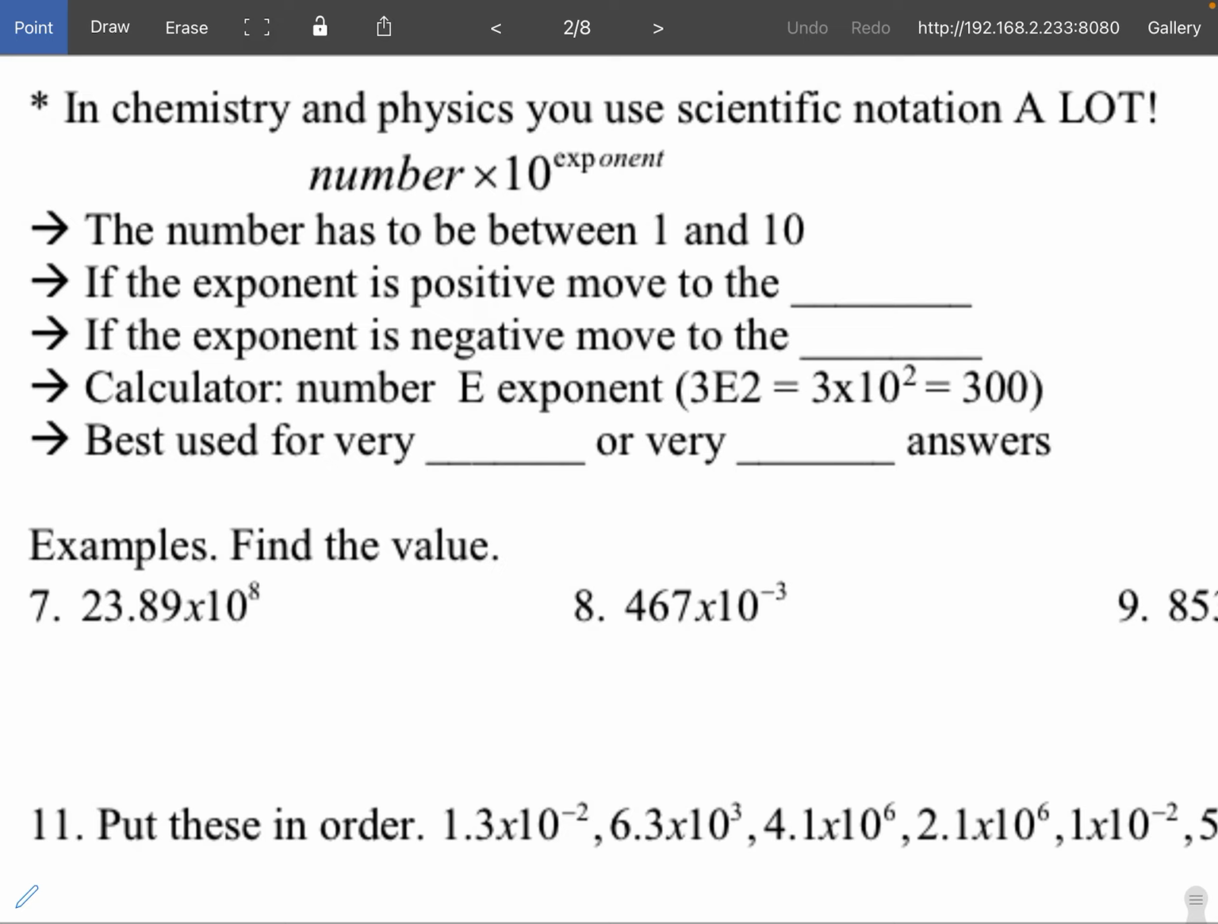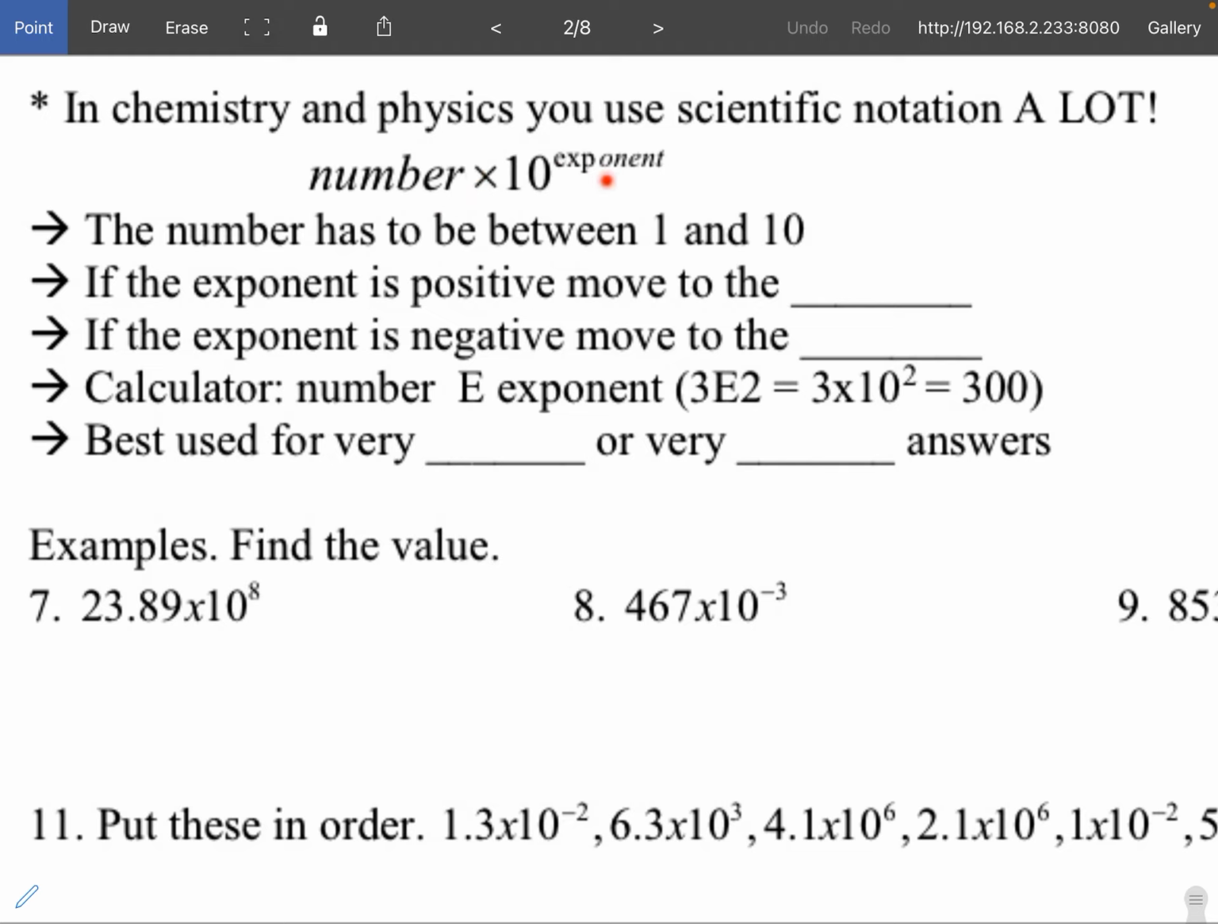All right, so this is scientific notation. Use this in science class. There's going to be a number, and then it's going to be times 10 to a power, okay? The number needs to be between 1 and 10, which means there will only be 1 digit to the left of the decimal point. If the exponent is positive, so if this exponent up here is positive, let me say this again. The number right here, that part will be between 1 and 10. There will only be 1 digit to the left of the decimal point.